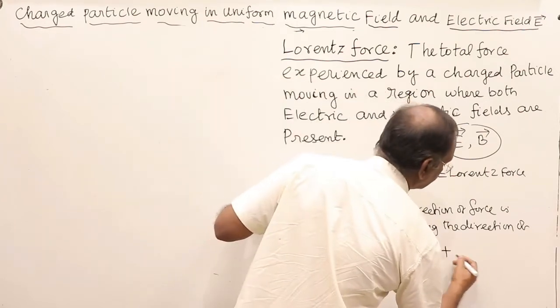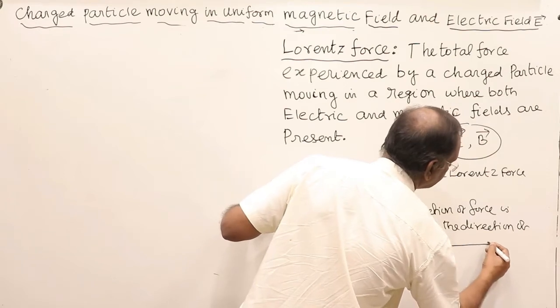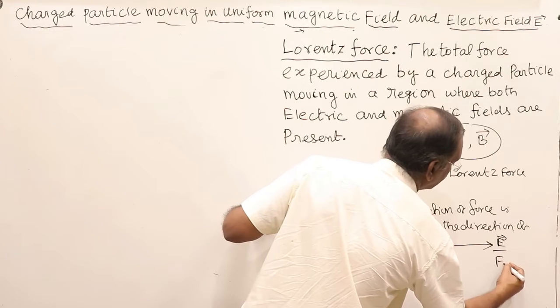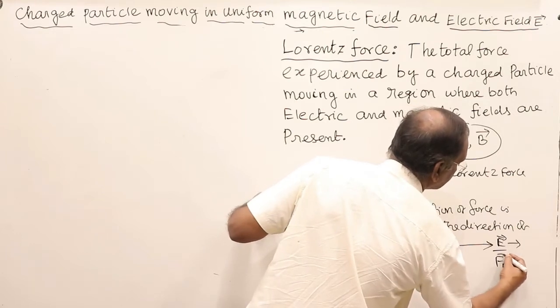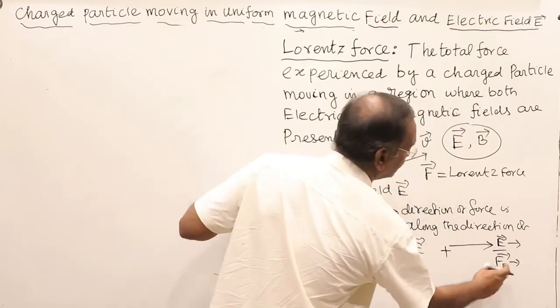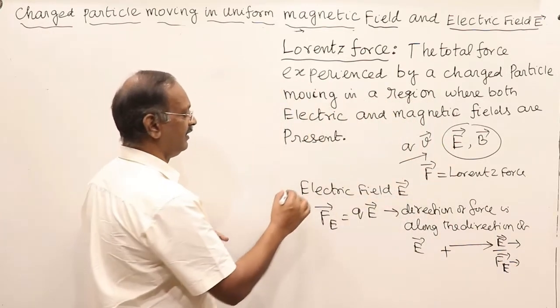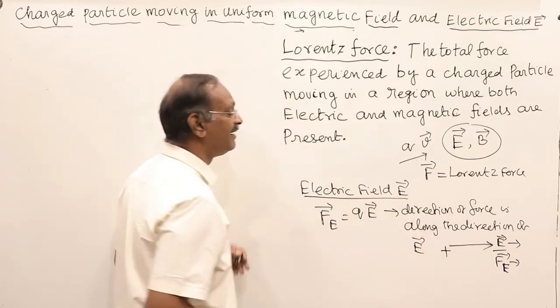Suppose this is positive and this is negative, this will be the electric field, and the electric force due to electric field will also be in the same direction. This is for electric field alone. Now for magnetic field.